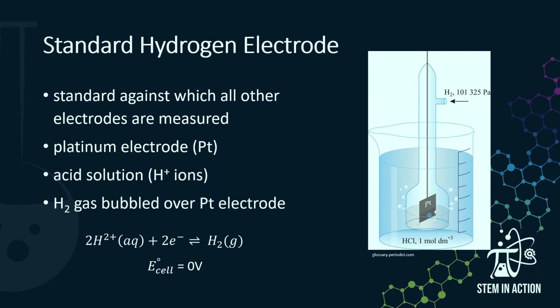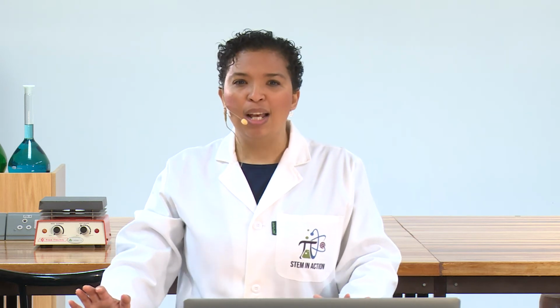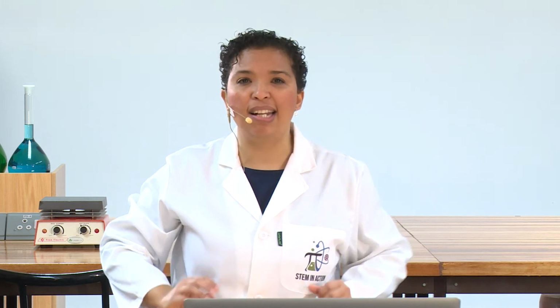For this standard hydrogen electrode, which is used as a standard where we measure the other EMF values or E naught cell, this E naught cell of a standard hydrogen electrode has been selected to equal 0 volts. Let's see how that makes sense. If we have a look at our hydrogen reference electrode, so we've heard of standard electrode potentials, we've looked at the standard hydrogen electrode, but let's see how that actually makes sense in an animation.